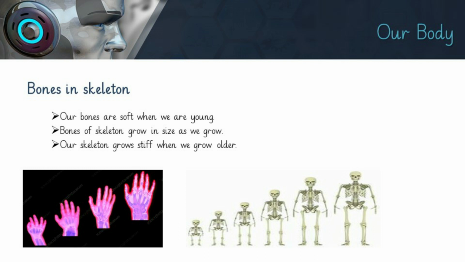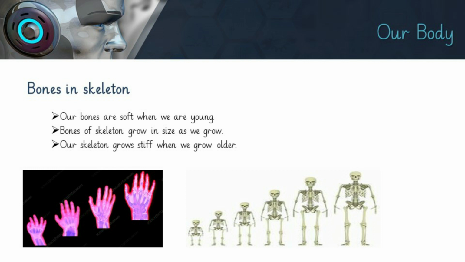Now let's discuss some details about the skeleton. Bones in skeleton. Our bones are soft when we are young. Bones of skeleton grow in size as we grow. If you look at the given pictures, you can observe in the very left picture that it has picture of hand of different sizes, starting from the hand of a child and growing along with passage of time. A child's hand is soft and its bones are also comparatively soft, but with the passage of time it grows in size and the bones also grow in size.